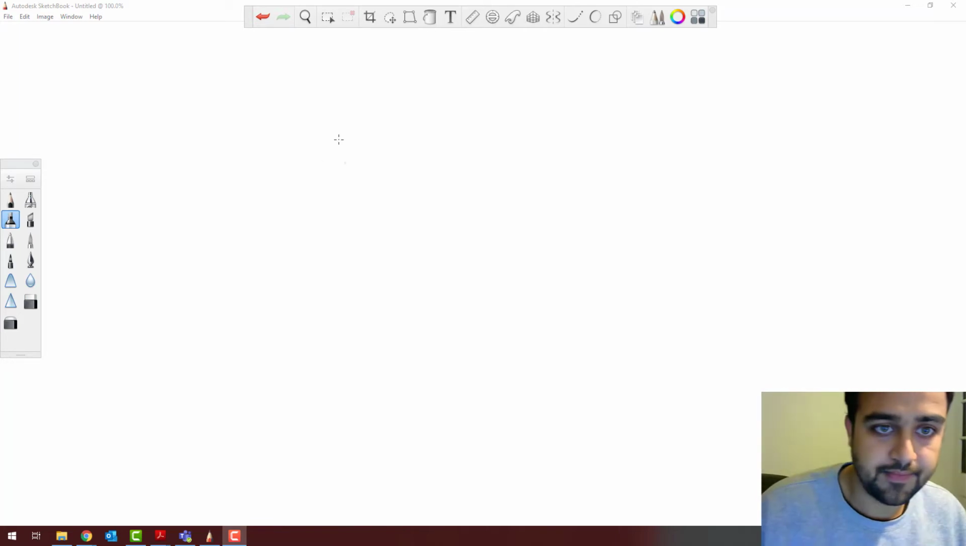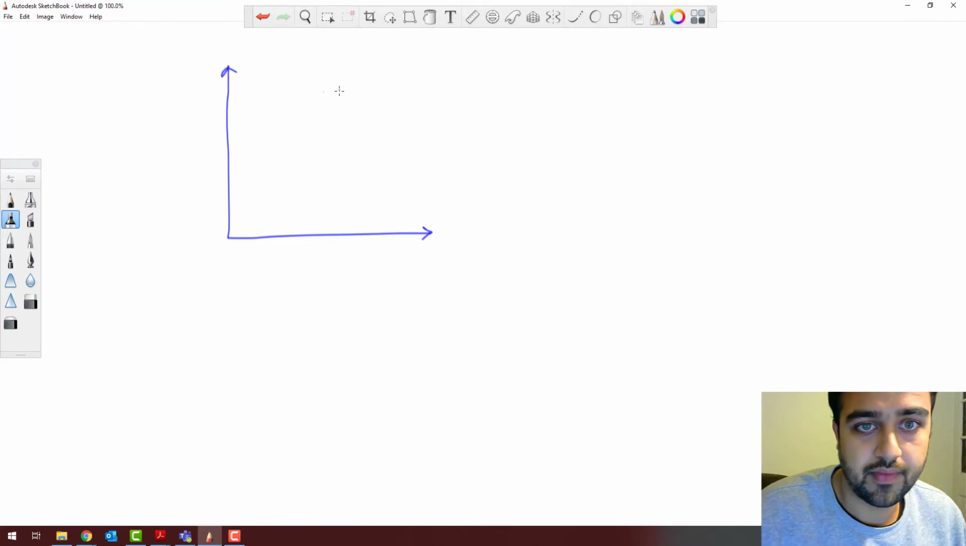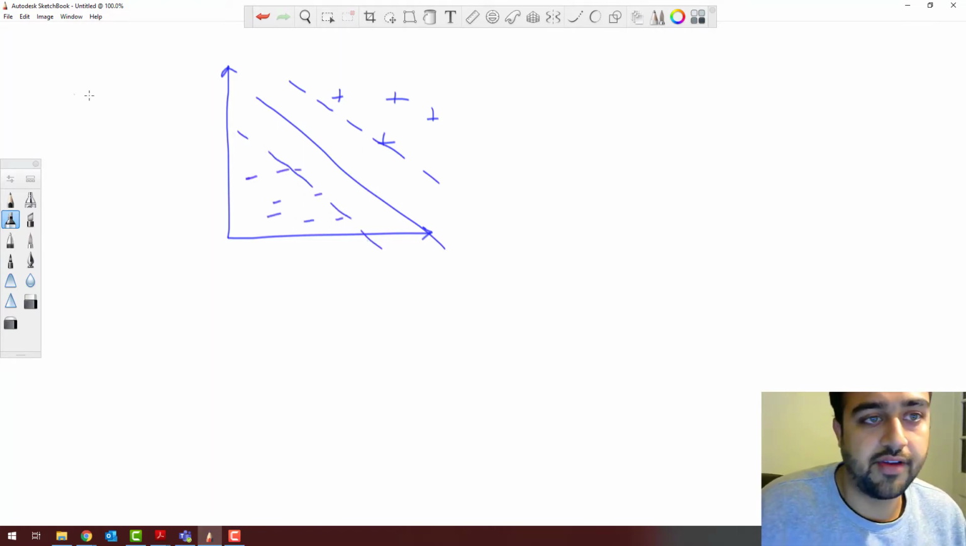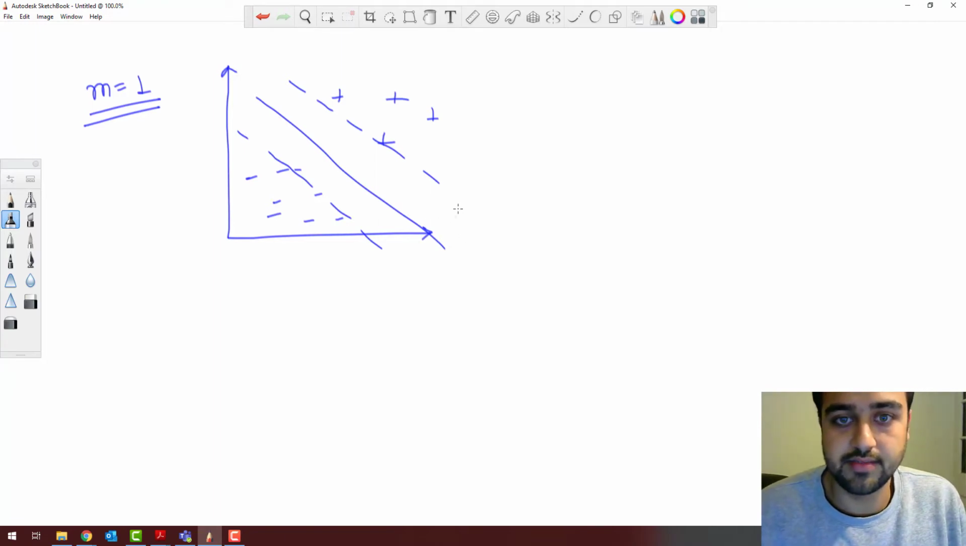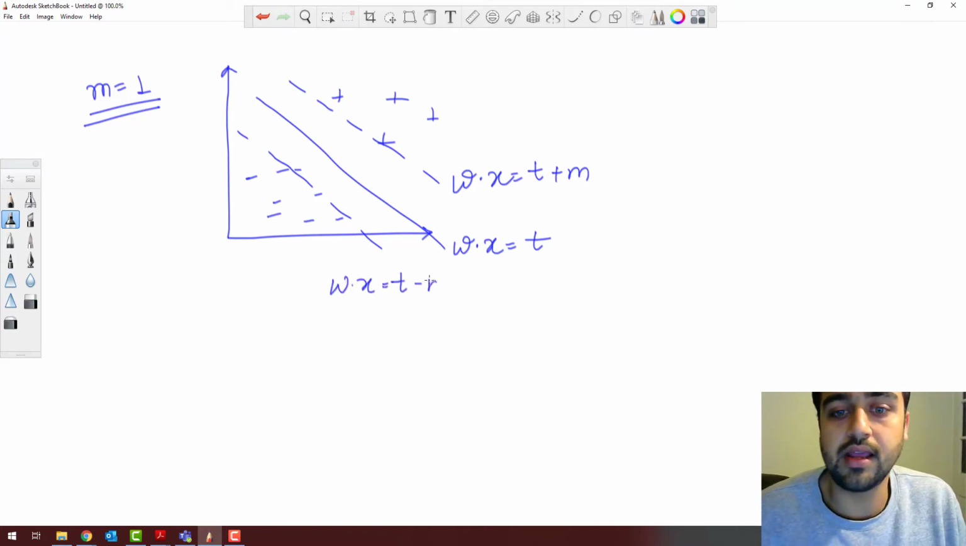so as we see, like we built our SVM, something of this sort. This is a support vector, this is our decision boundary, another support vector, and we have negative classes here, and we have taken our m as equal to 1, right? So according to our initial equation of the decision boundary or the support vectors that we took, that was w dot x is equal to threshold, this was w dot x is equal to t plus m, and this was w dot x is equal to t minus m, right?